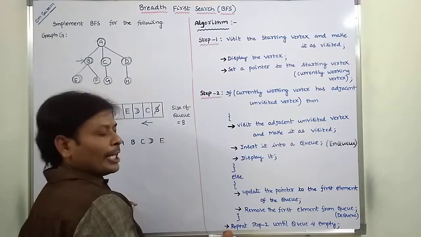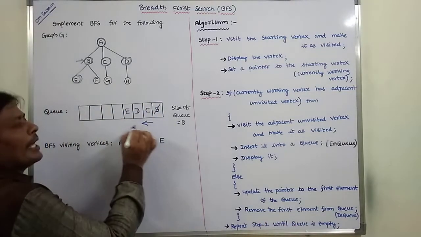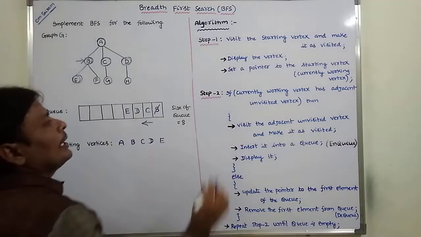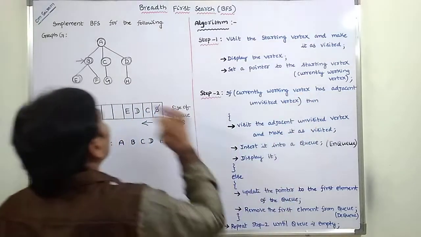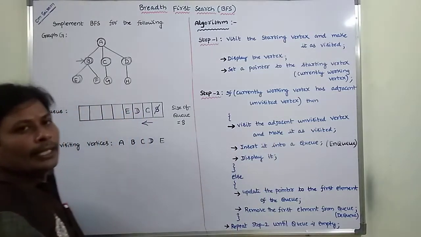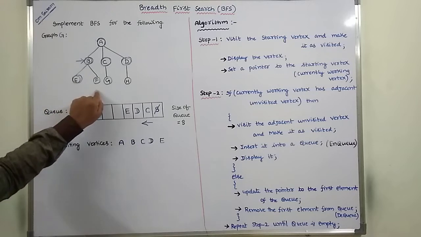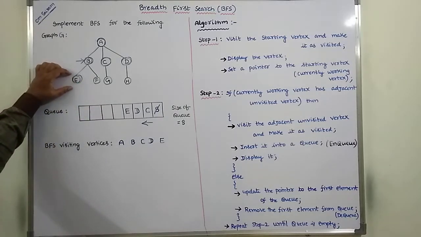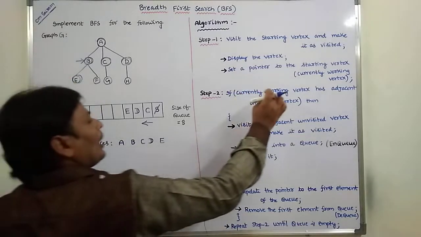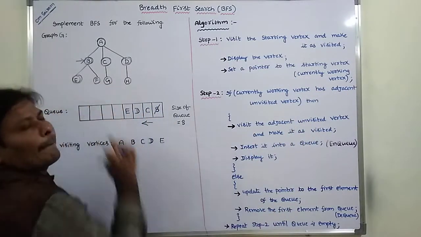Then after that, one statement is repeat step 2 until Q is empty. So here Q is not empty, so because of that reason, we go to step 2. Next, if the currently working vertex, here the currently working vertex is capital B, has adjacent unvisited vertex. Capital B has two adjacent vertices. Among the two adjacent vertices, vertex E is already visited, vertex F is not visited. So the currently working vertex B has adjacent unvisited vertex capital F.